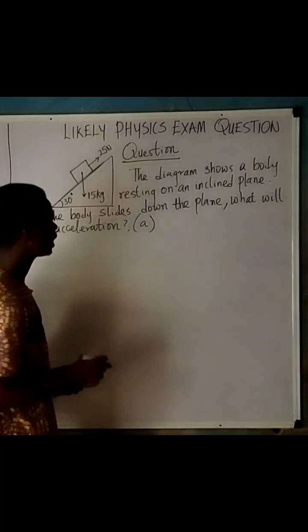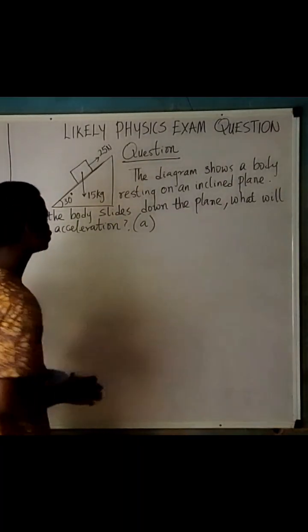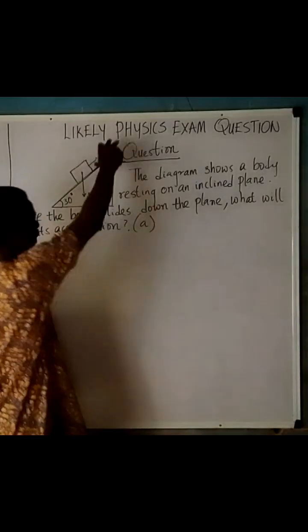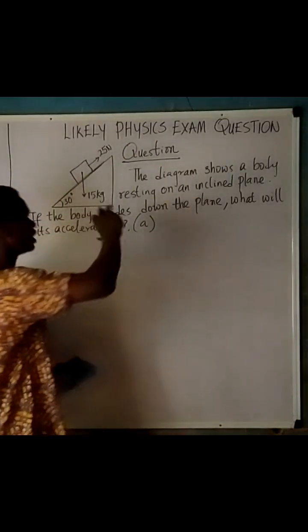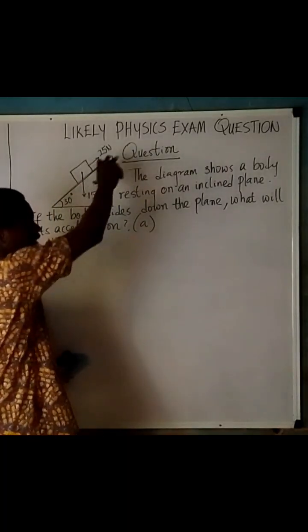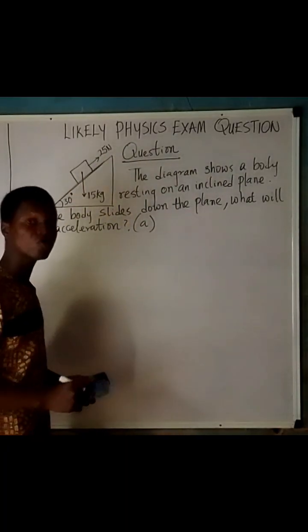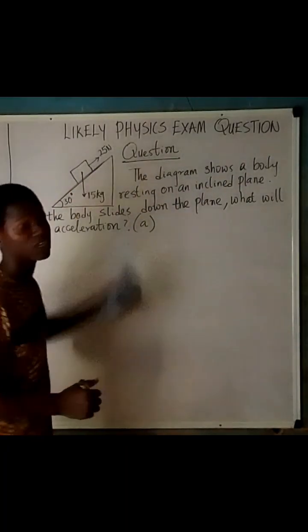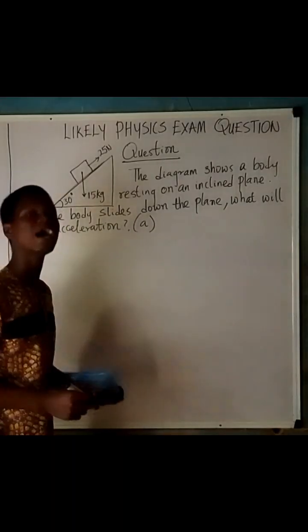Now if you observe, this question is from frictional force. If you can observe, there is an opposing force acting in the opposite direction that is tending to withstand the downward motion of the body. So that must be taken into consideration when finding acceleration.